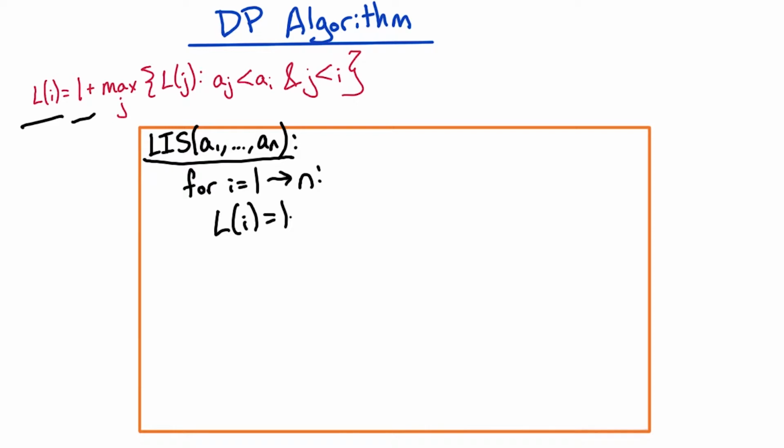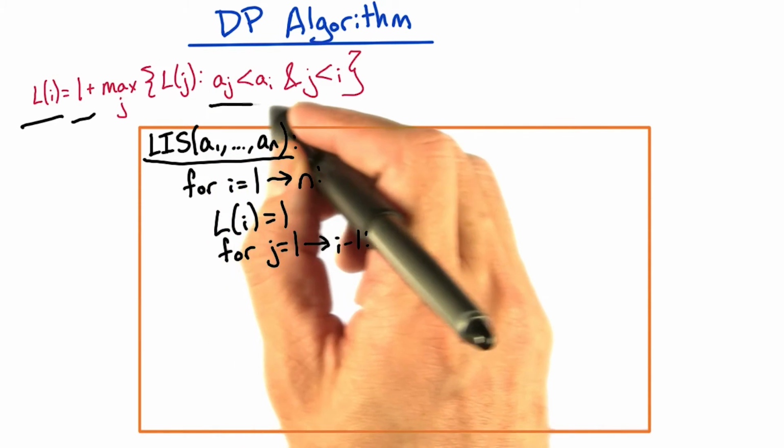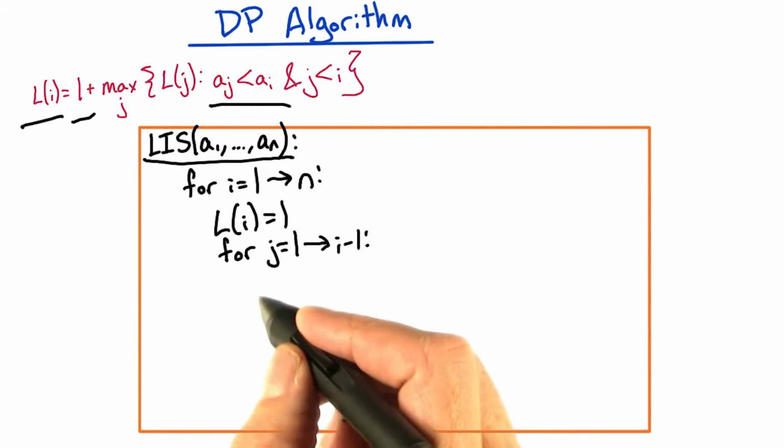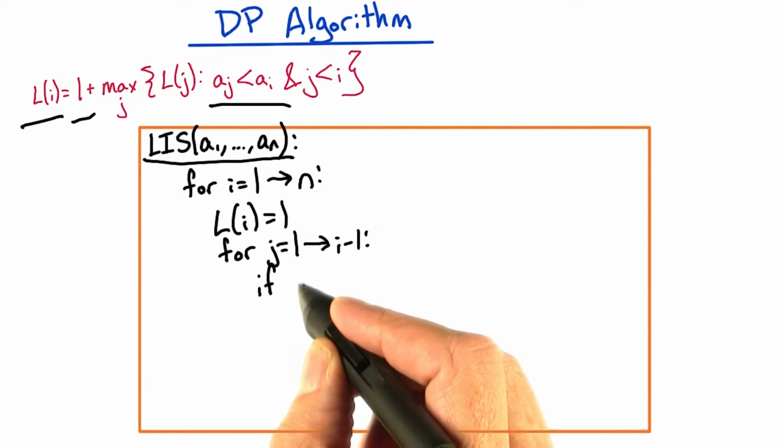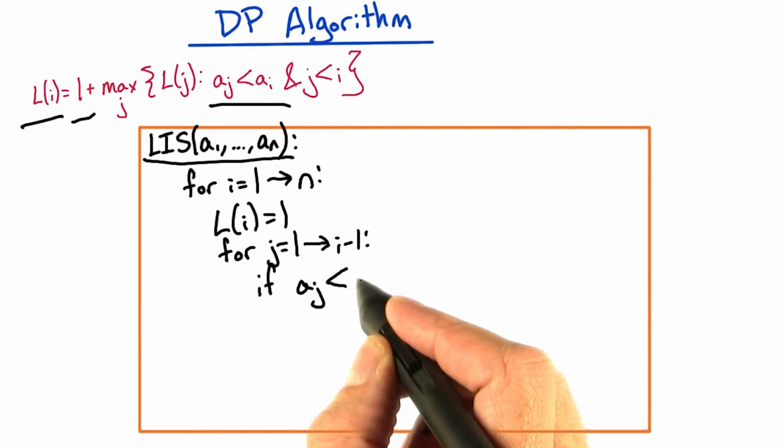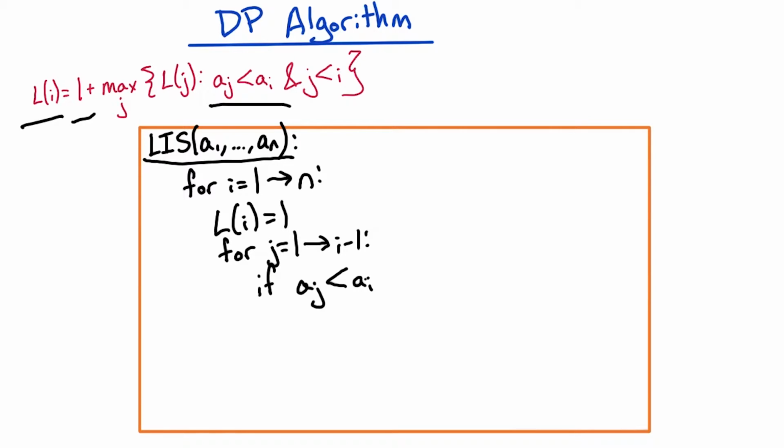And then we're going to do the max over j. So we're going to have another for loop which varies j from 1 to I minus 1. Now we need to check that AJ is strictly smaller than AI. If AJ is strictly smaller than AI, then we need to check if the solution we can obtain by appending AI onto the end of the solution ending at AJ is longer than our current best solution.